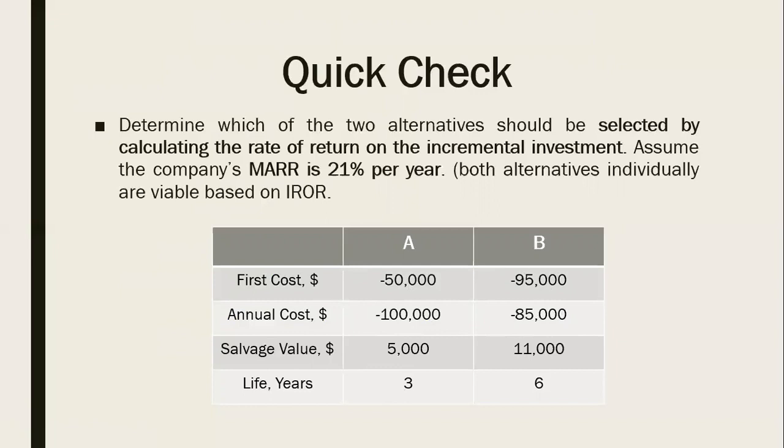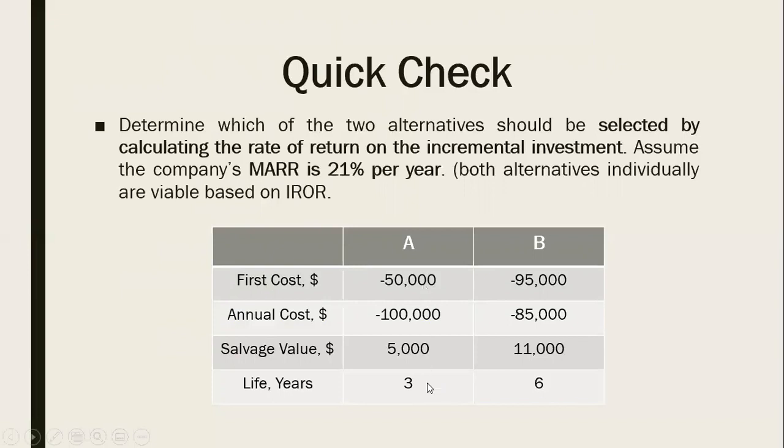Now we have to satisfy the assumption of equal service life. So the life of A is 3 years, B is 6 years. In that case, we need to calculate the least common multiple of lives. So the least common multiple of 3 and 6 will be 6.